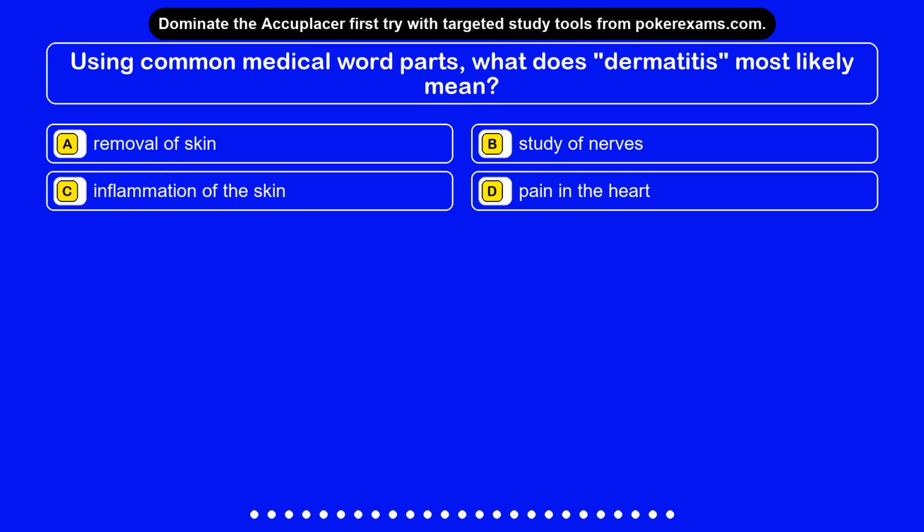Question 23. Using common medical word parts, what does dermatitis most likely mean? Option A, removal of skin. Option B, study of nerves. Option C, inflammation of the skin. Option D, pain in the heart.